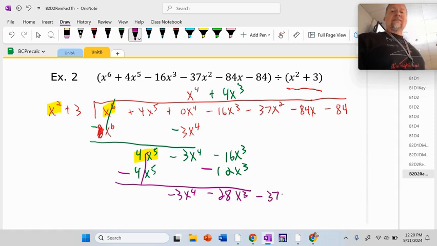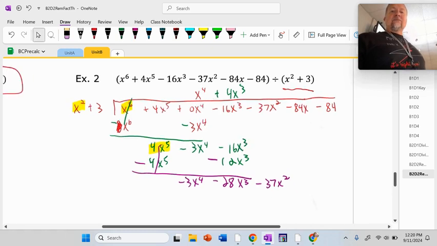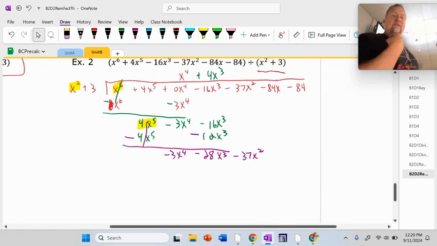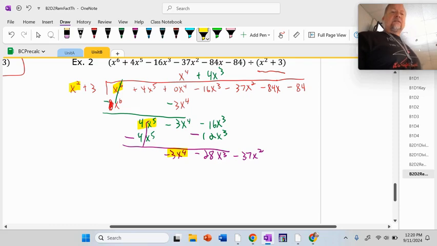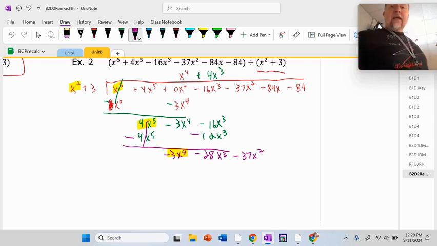Makes no sense. Okay, this is where it gets crazy now. I'm going to start getting quite large here with our space. And then one more highlight. What times this x squared equals negative 3x to the 4? What's the answer? Negative 3x to the second is correct.